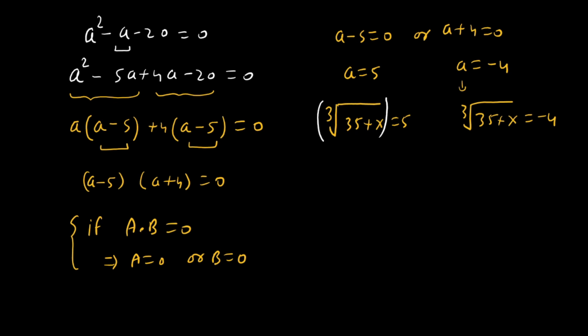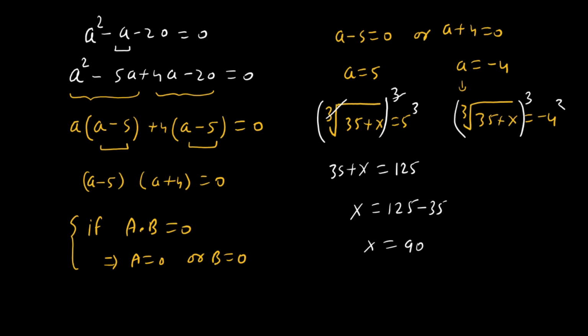If we take cube on both sides, then on the left hand side the cube and cube root cancel out, so 35 plus x equals 5 power 3, that is 125. Then the value of x is 125 minus 35, and x is 90. And if we take power 3 on both sides, then 35 plus x equals minus 4 cube, that is minus 64. Then x is minus 64 minus 35, and x equals minus 99.